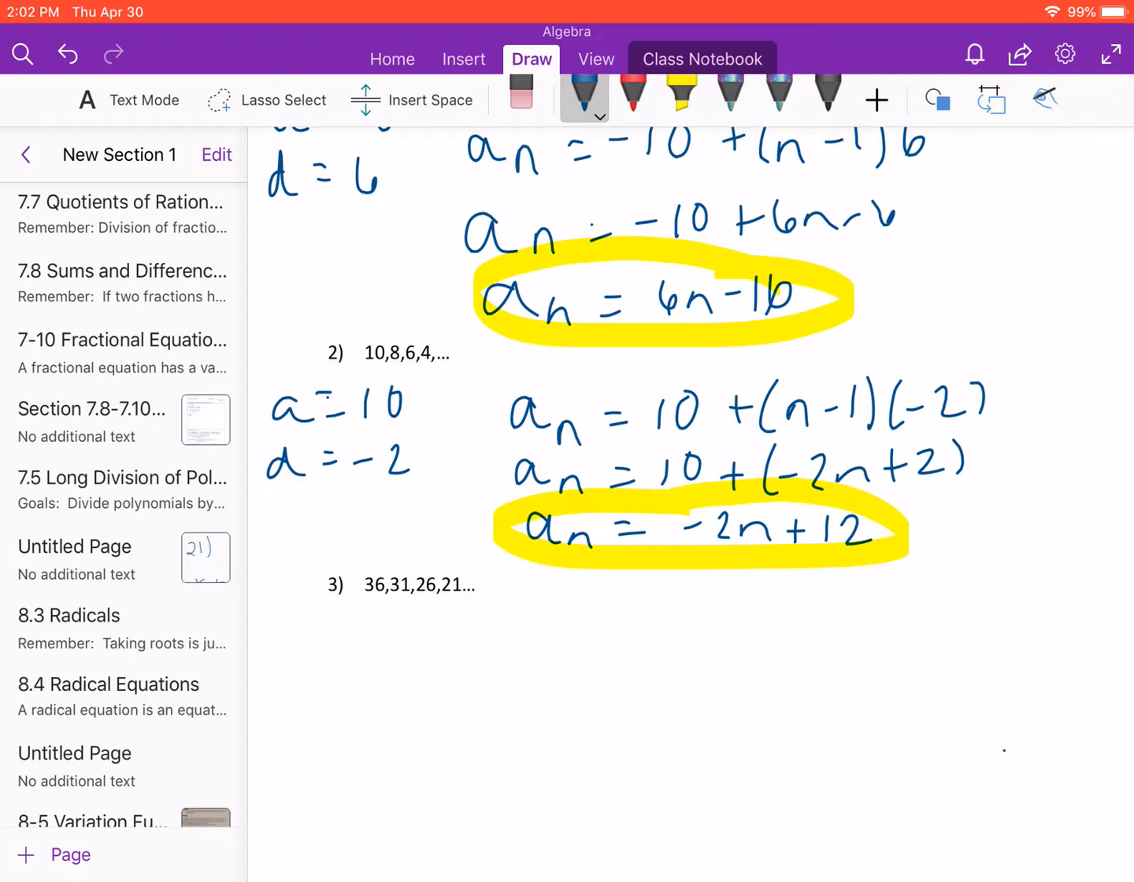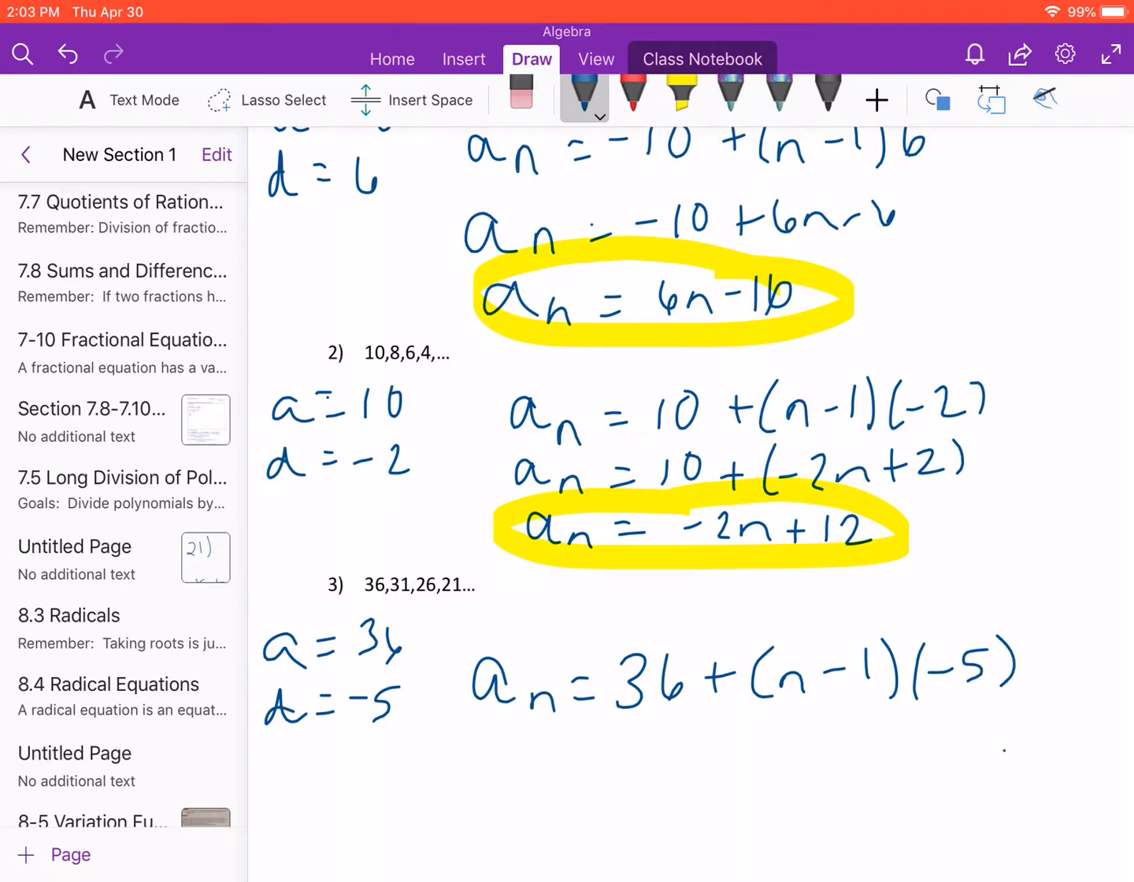So we have 36, 31, 26, and 21. A is equal to 36. And our difference here is going to be a negative 5. So we're going to go ahead and plug those into that original equation. A sub n equals 36 plus n minus 1 times a negative 5.